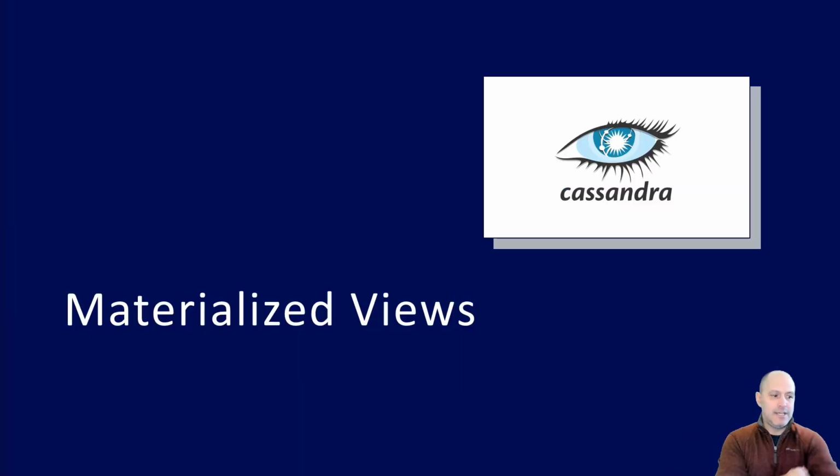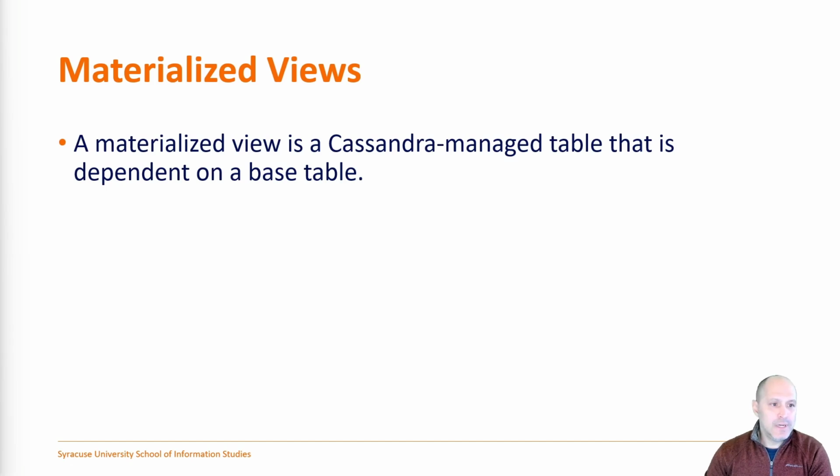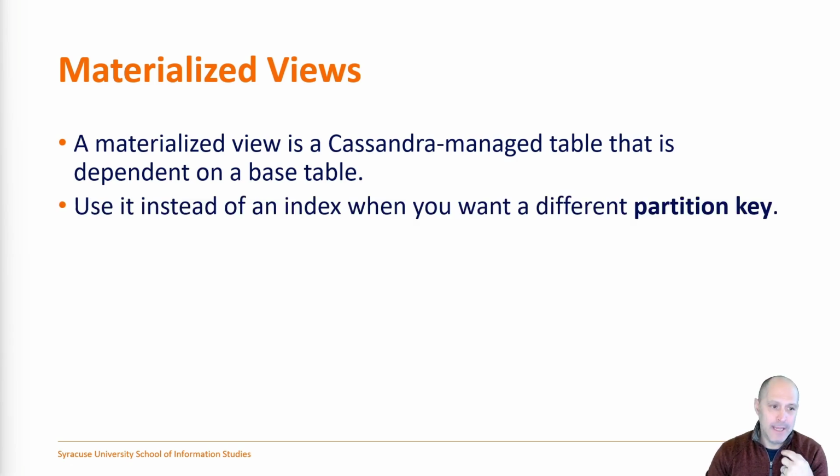All right, let's talk materialized views now. A materialized view is a Cassandra managed table that is dependent on a base table, okay? We use the materialized view to rewrite the partition key. So if you want to change the partition key, you use a materialized view. So same table, but now it's queryable by a different partition key.